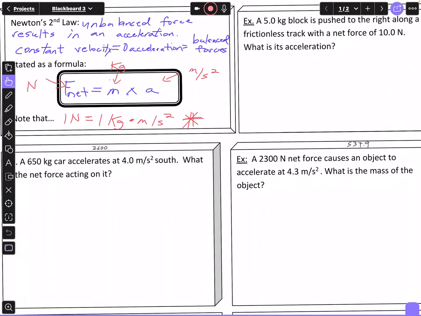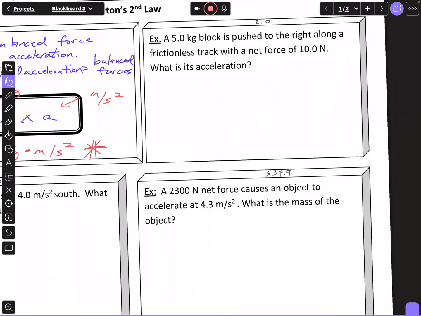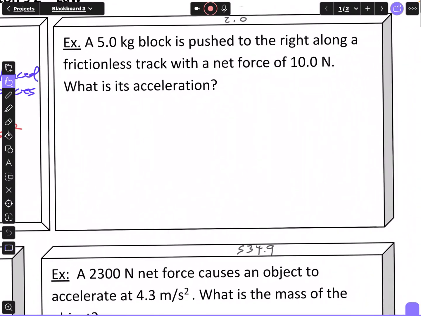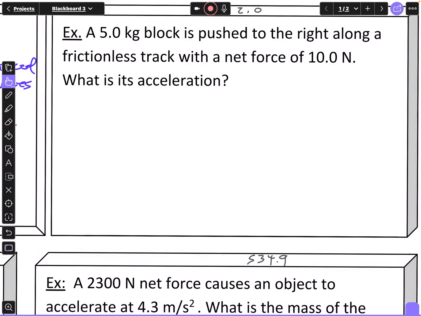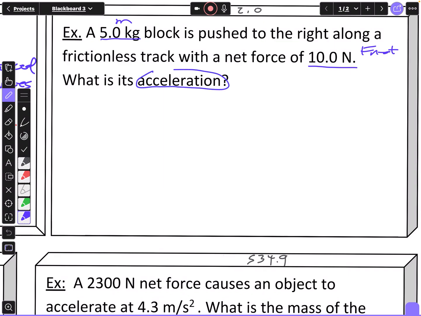Now, as we look at this first problem here, this is a Newton's second law problem. We're going to go through just like we do all of them: write our givens, write our unknown, and then substitute and solve the equation. I'm going to underline what the problem gives me. A 5.0 kilogram block. What's that telling me? It's telling me a mass. It is pushed to the right along a frictionless track with a net force of 10 newtons. That's my F net. What is its acceleration? So acceleration is what I'm asked to find.